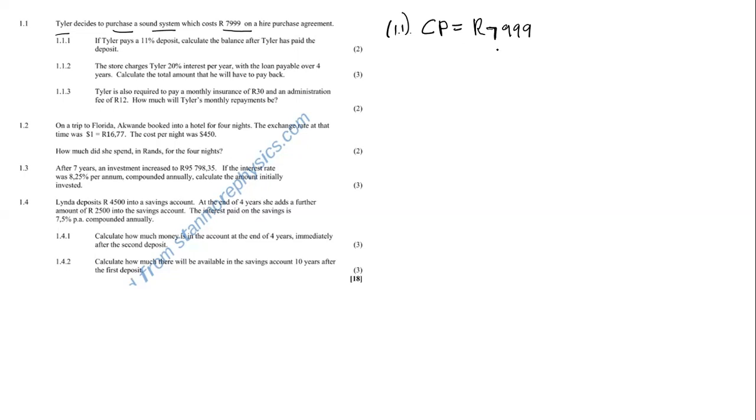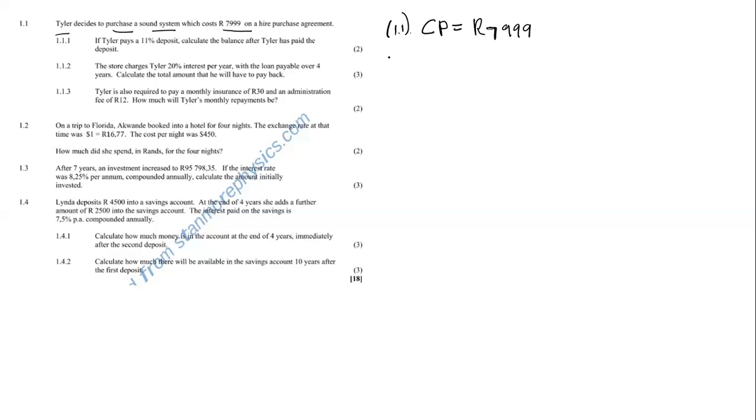So if the sound system costs 7,999, if you decide to buy this sound system on a hire purchase, just know that you're gonna pay an amount that is a little bit higher than this amount, meaning you're gonna pay an amount that has interest in it. So you're not gonna pay the exact amount that this sound system costs. You're gonna pay a bit higher than this amount, okay? When you purchase something on hire purchase, you're gonna pay with interest on it, okay?